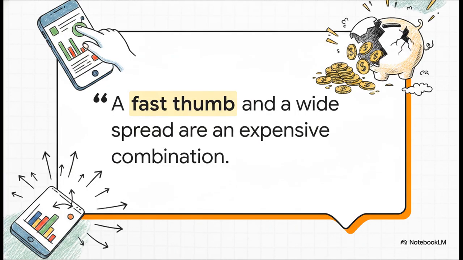I love this quote: "A fast thumb and a wide spread are an expensive combination." That literally hits the nail on the head. As our source material brilliantly points out, jumping into this app without a clear plan carries very real financial risks. Your thumbs move incredibly fast on a smartphone screen, but in options trading, a single accidental tap on the wrong order type or the wrong side of the trade can cost you dearly. So we're here to make sure that doesn't happen to you.